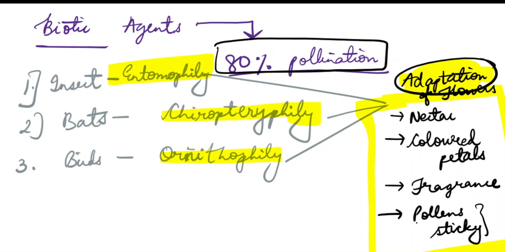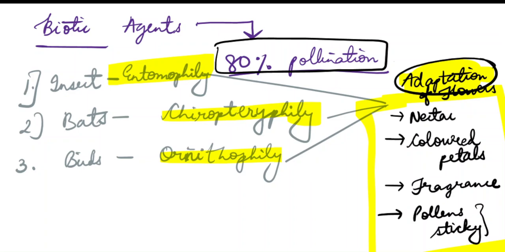And why will it have this sticky material? Because it can stick on the pollinators' feet, legs, claws. If it gets stuck, then what will happen? Suppose an insect, bird or bat is going from one flower to another flower, then the thing which has got stuck on their legs will get stuck to the stigma.